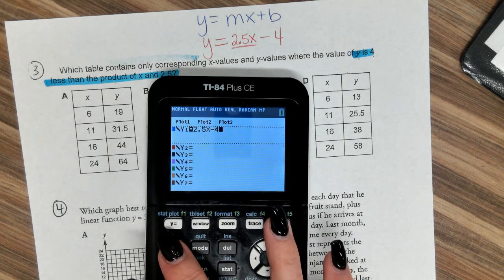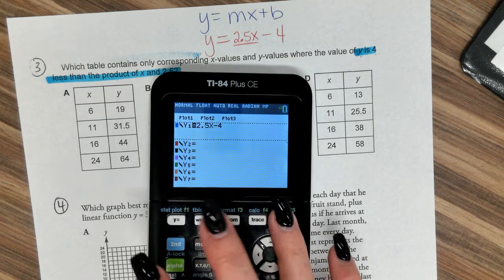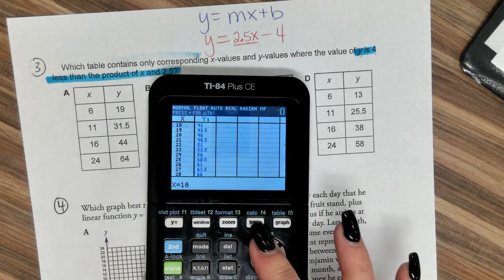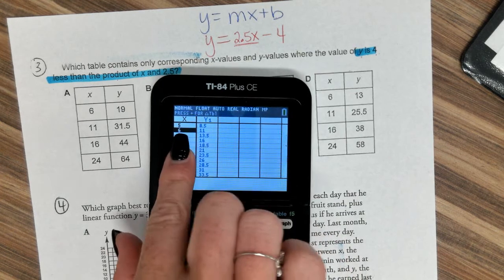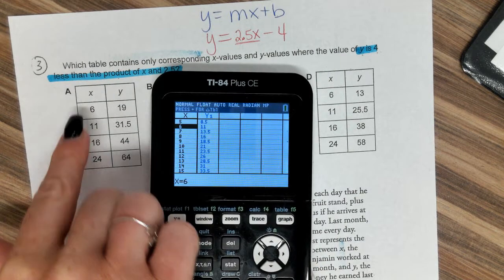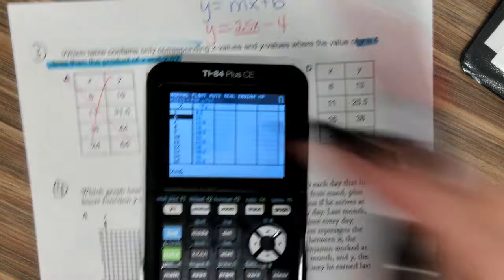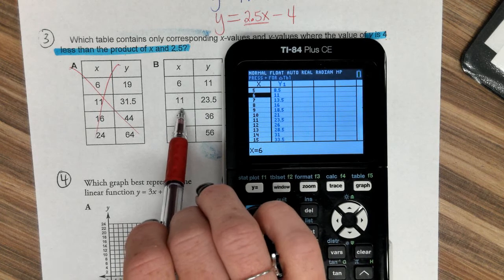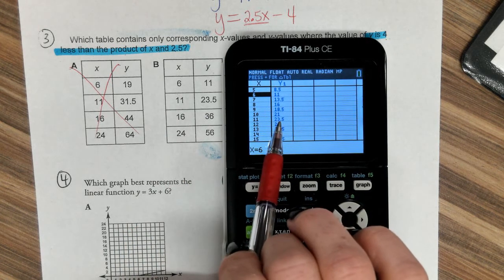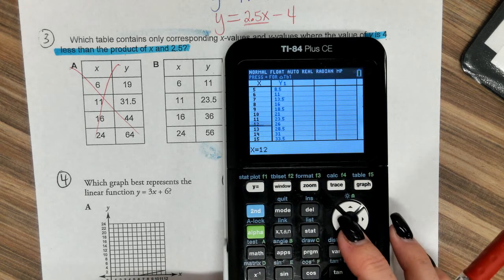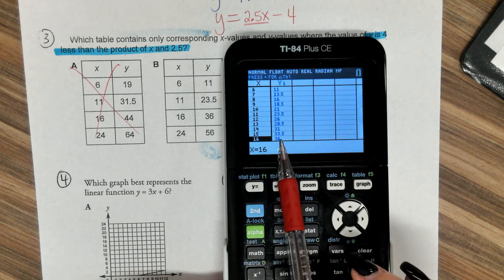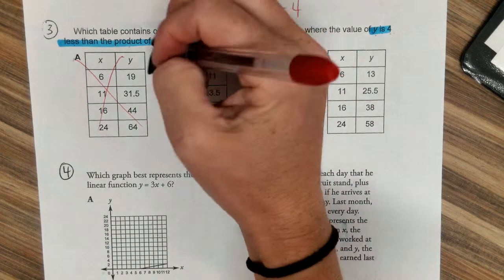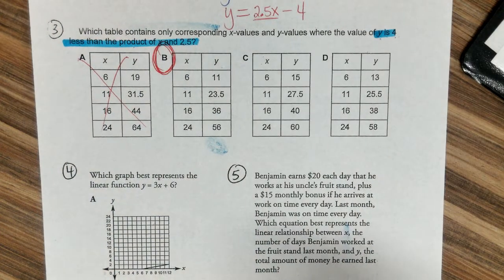Where am I going to go to get to the table? Second table. Obviously, I'm going to have to scroll way back down because I'm up in the 20s. So here we go. When x is 6, what is y? So could A be the answer? No. Could B be the answer based on that? But then I got to go check 11. When x is 11, is y 23.5? Okay, when x is 16, is y 36? When x is 24, is y 56? And that's my answer. Super easy, yes?